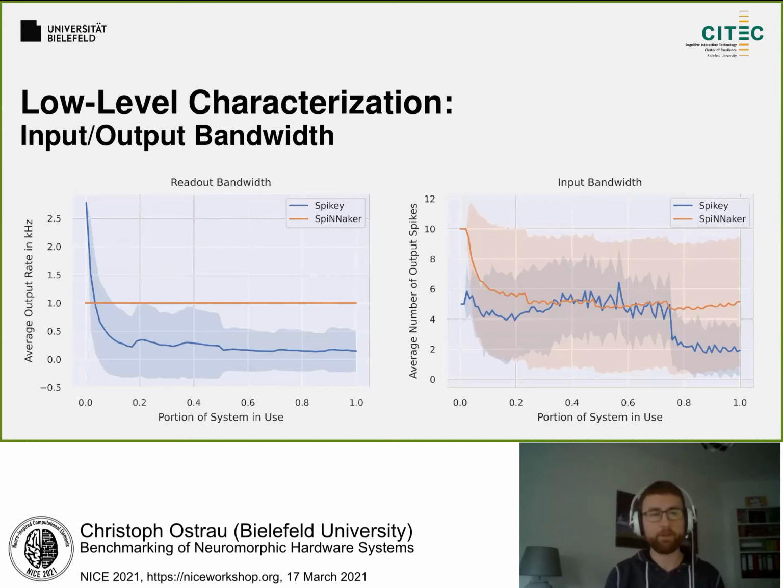And you see that on the Spinnaker system, you actually have no problem here. The average output rate per neuron is basically limited by the time step of the integrator that is in use. On the Spikey system, you see that you have very high rates for a very small portion of the system. However, when going to larger networks, you see that this average output rate decreases. This is basically due to the high acceleration factor used in these analog systems.